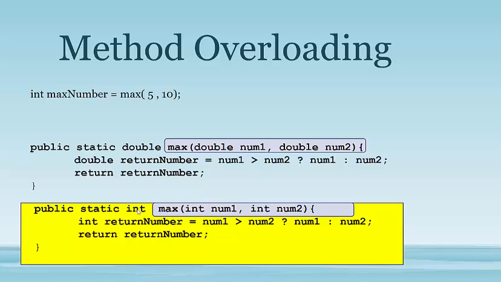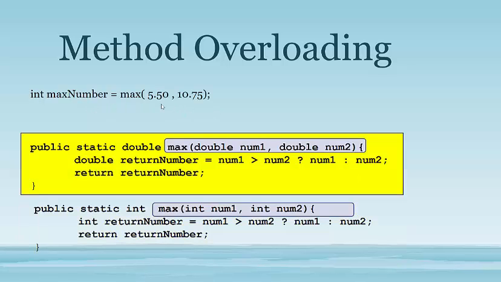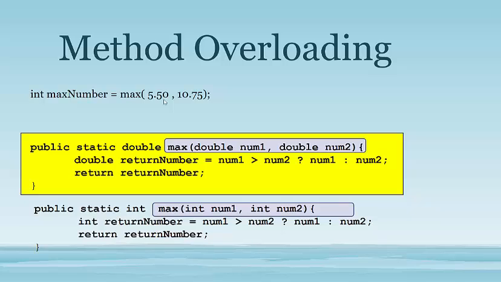Okay, so back to our original idea. Now I'm going to look at another example. This time our arguments are both floating points. The compiler is going to match the arguments to the parameter list. So here, max is expecting to receive two doubles. These are the arguments, and the arguments match the parameter list, and therefore this method is going to run.